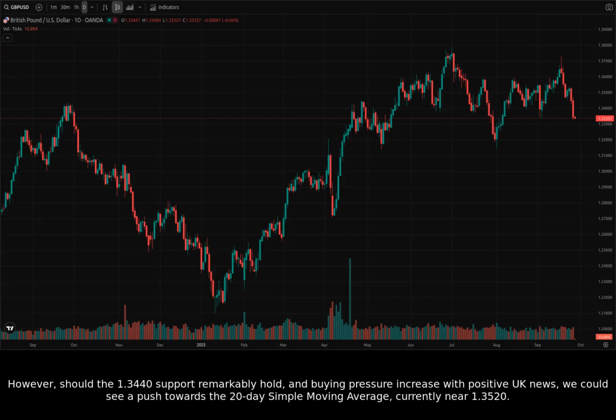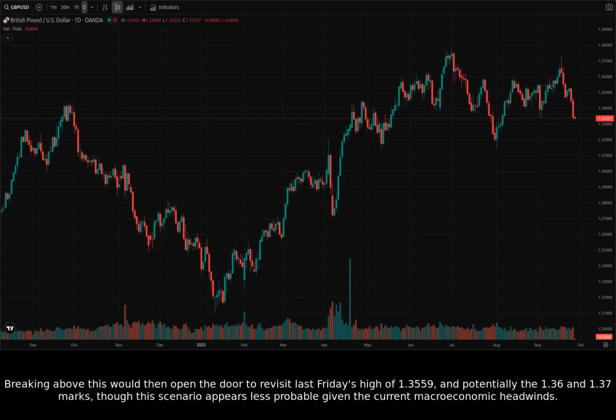However, should the 1.3440 support remarkably hold and buying pressure increase with positive UK news, we could see a push towards the 20-day simple moving average, currently near 1.3520. Breaking above this would then open the door to revisit last Friday's high of 1.3559 and potentially the 1.36 and 1.37 marks, though this scenario appears less probable given the current macroeconomic headwinds.